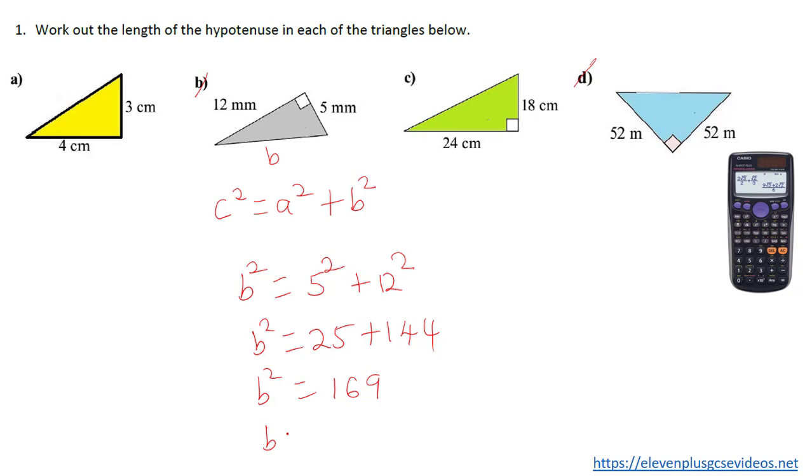And all you now need to do in your calculator to find what B is, you're going to square root 169. So again, press the square root button, which is somewhere there, and then just type that in. And when you do that, the answer is going to be 13 centimeters. Basically 13 millimeters because you're using millimeters. So sorry about that. That should be millimeters.